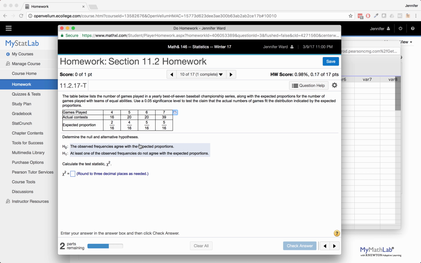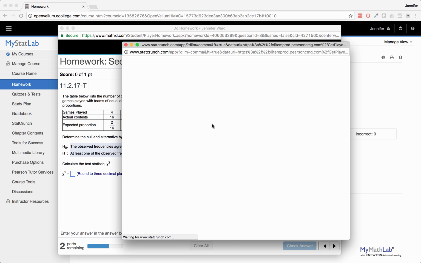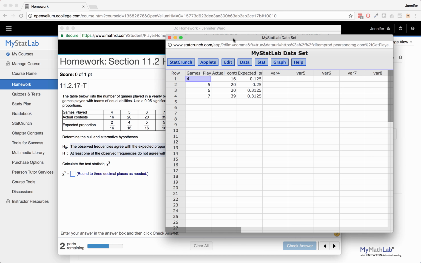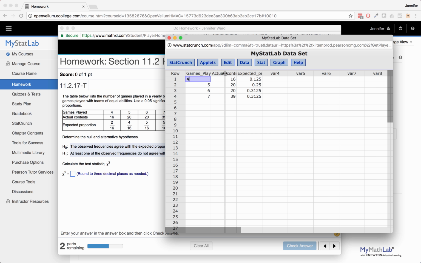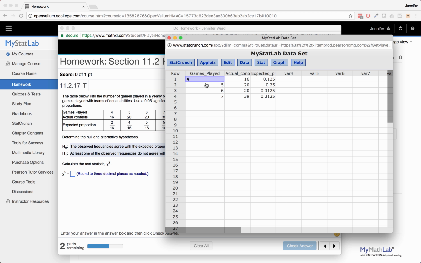So the null and alternative hypotheses are pretty boring for a goodness of fit test. It's very different than our means and proportions tests that we saw before. All right, I'm going to bring this data into StatCrunch by clicking on the little box and then saying open in StatCrunch. And we have the actual games, the games played. This is kind of like a label for the categories. The actual number of contests, and then the expected proportion in the last column. So those 2/16, 4/16, 5/16 have been turned into decimals.